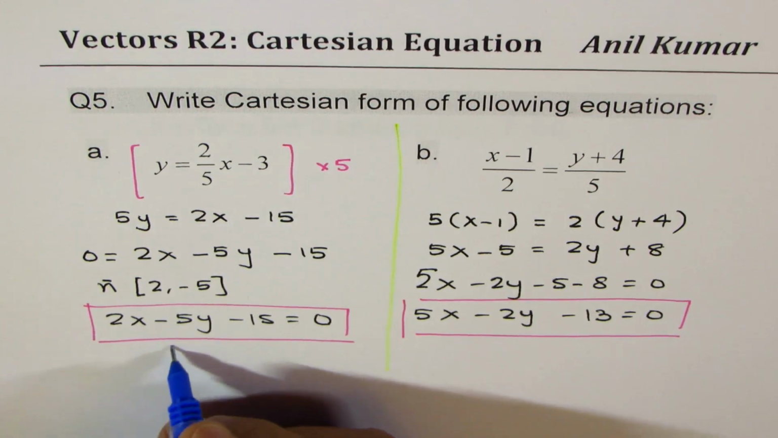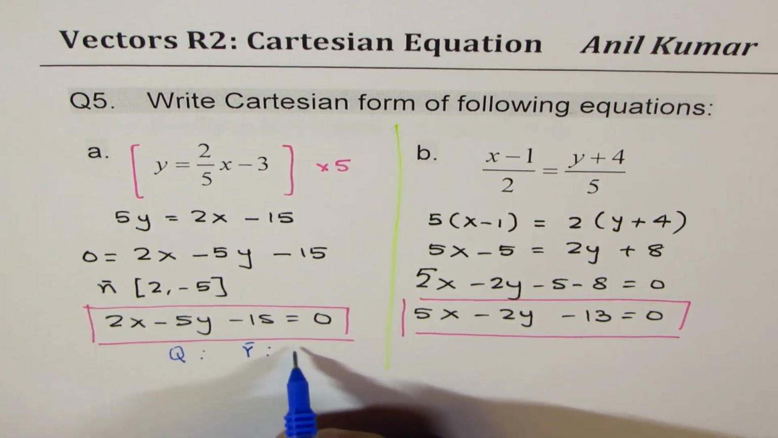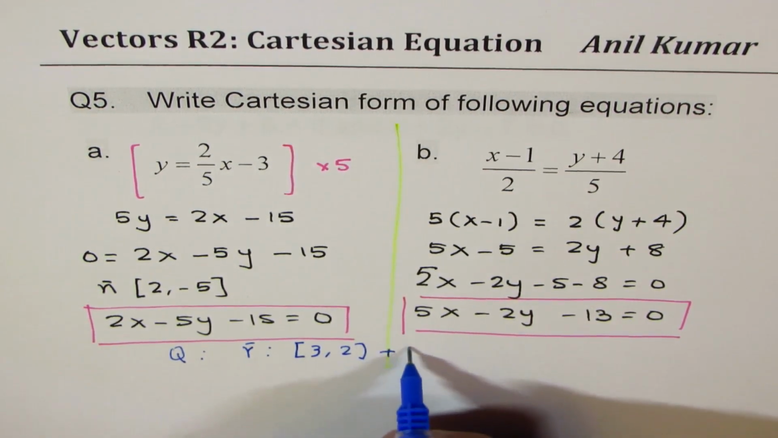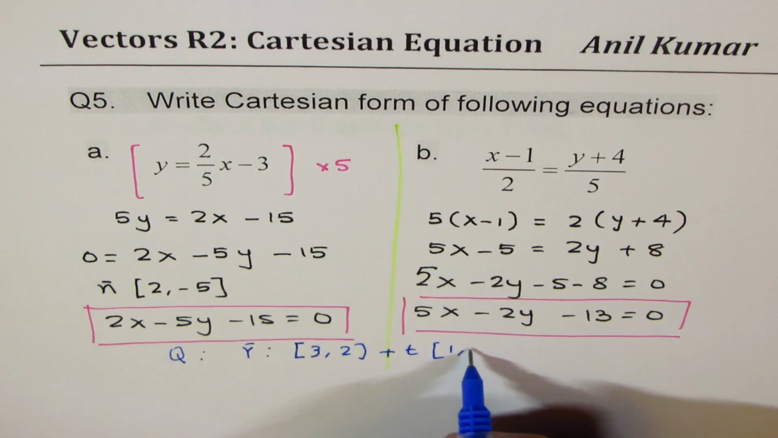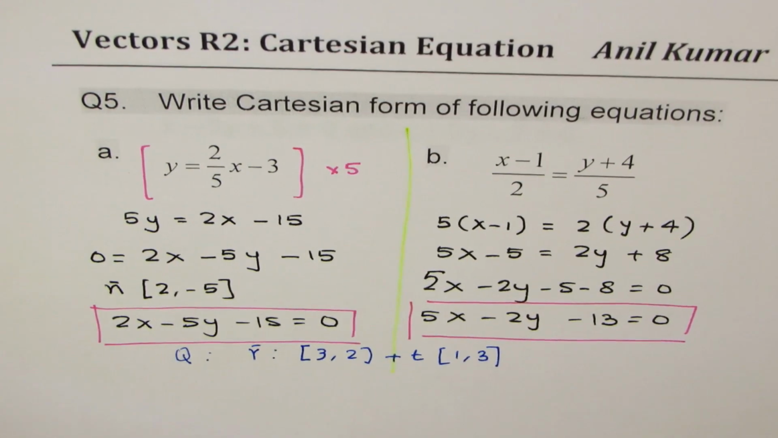Okay. So a question for you is, use this equation r, which is in vector form. Let's say we have (3, 2) plus t times (1, 3). Write this in Cartesian form. Let this be the exercise for you.